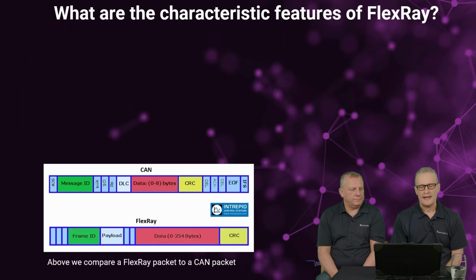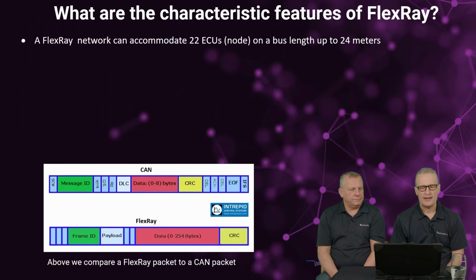So what are the characteristic features of FlexRay? A FlexRay network can accommodate 22 ECUs, nodes, on a bus length of 24 meters. So there seems to be a compromise there, that we've gone up in speed, but we've come down in bus length and the amount of nodes that we can get on the bus.